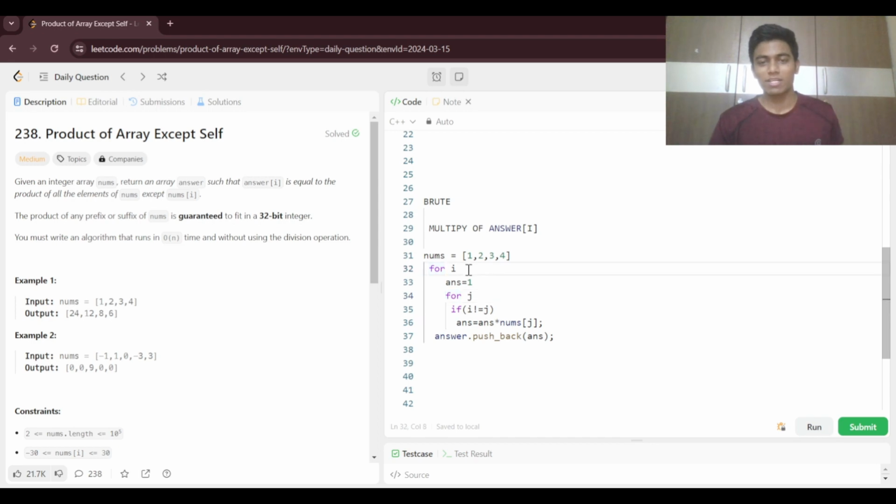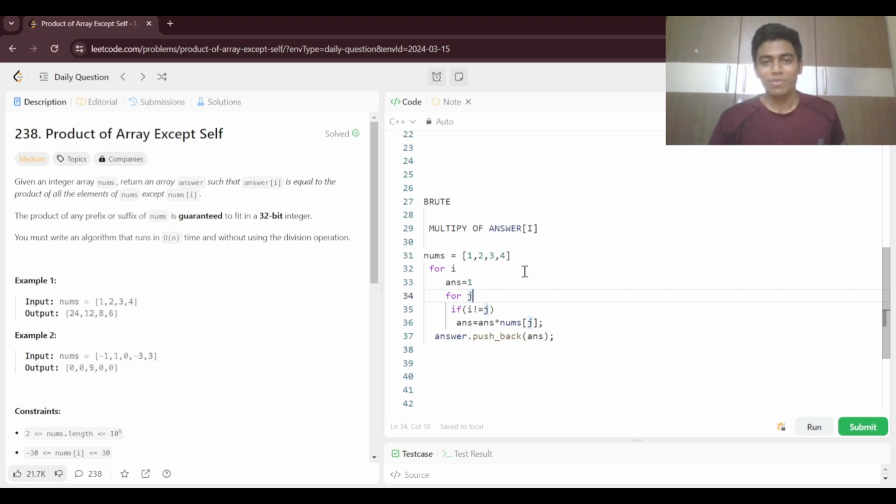Let's take the time complexity. We are going through all the indexes present in the array, so it is going to be O(n), and then again we are going to consider O(n), so it is going to be O(n squared). So we need to reduce this time complexity.